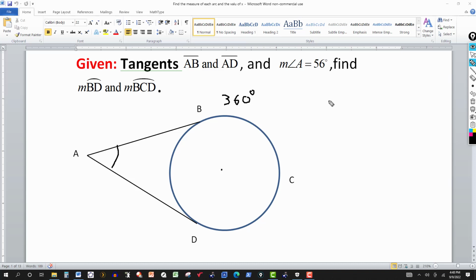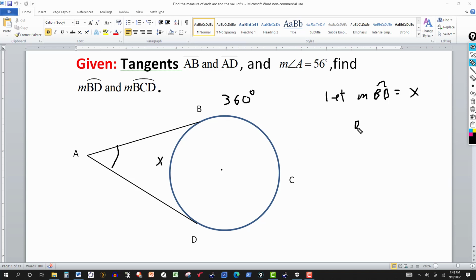So we're going to let the measure of arc BD be X. Now you don't have to do this, you can just use BD the way it is by itself, but it's easier for the substitution here. So let the measure of this arc right here, BD, be X.